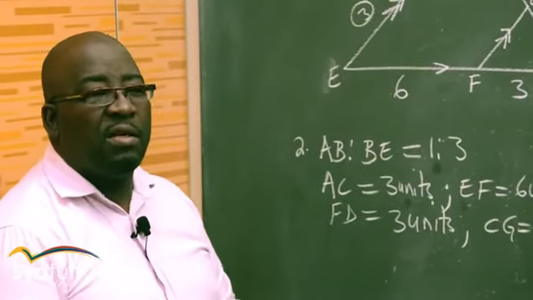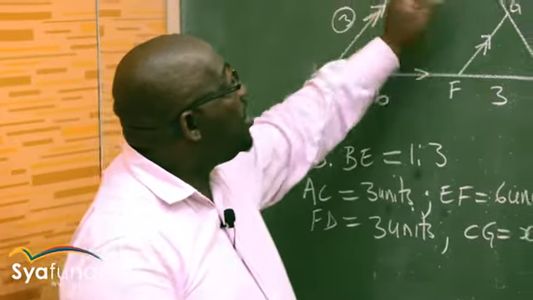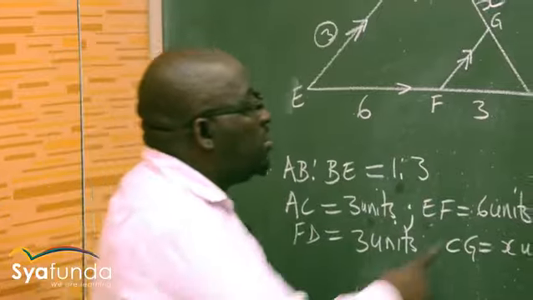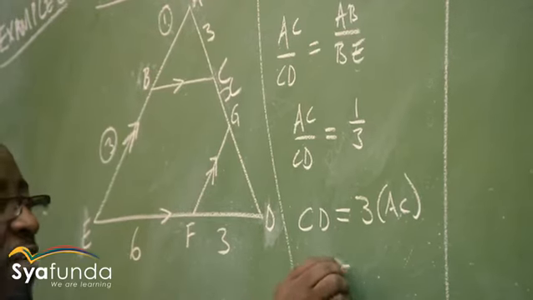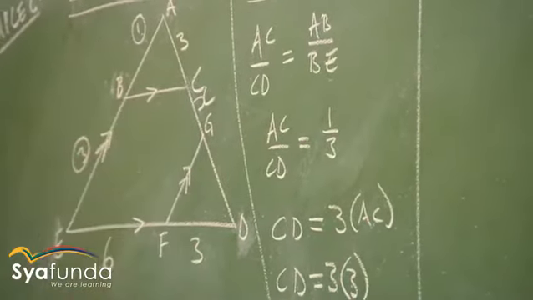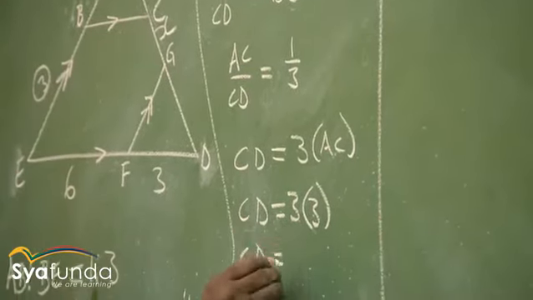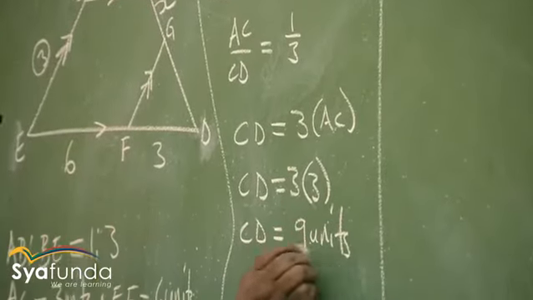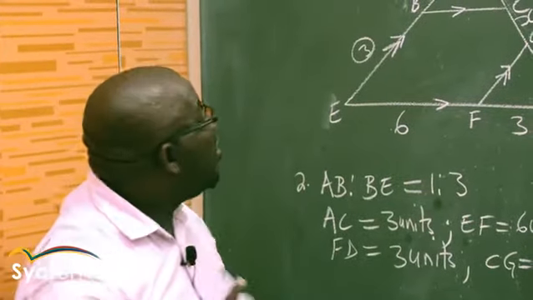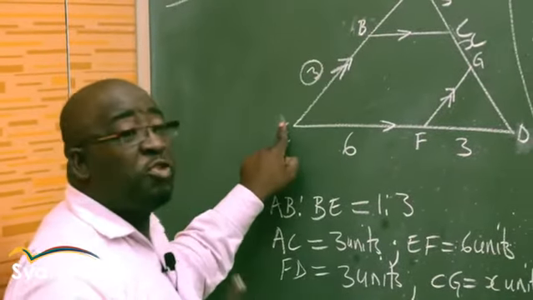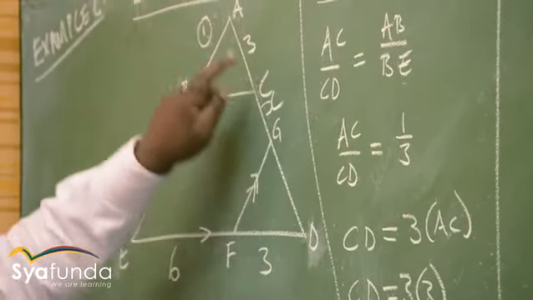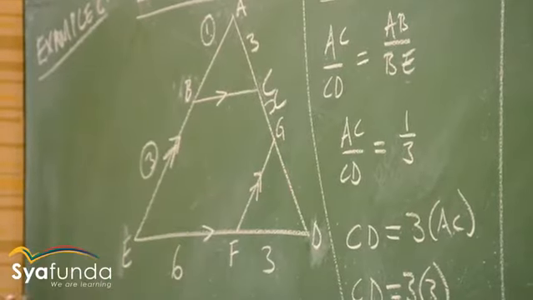Do I know what AC is? Do I know how many units AC is? We do know. AC is just 3 units. Therefore, where there's AC, we push in 3 units to find the value of CD. So our CD will be equal to 3 times 3 units. AC is 3 units, so what is 3 times 3? It is 9 units. So we know now that CD is 9 units. Remember the ratio, it should be the same ratio, 1:3. In other words, this is 3 over 9. What is 3 over 9? It is 1/3. So the ratios are the same.